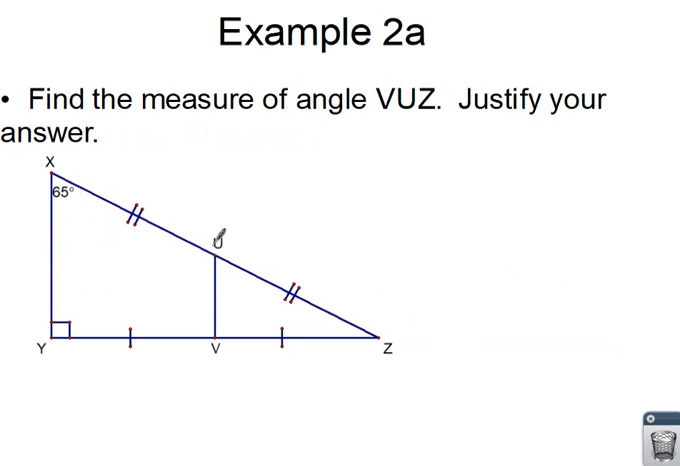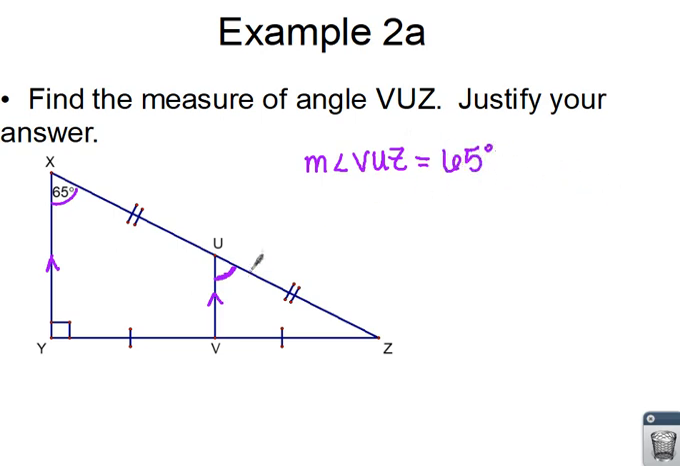All right, we want the measure of angle VUZ. So VUZ is right here. I want that angle right there. And it says to justify your answer. So, let's start in. You see all these markings on the triangle? That means U has to be a midpoint, and that means V has to be a midpoint because it has equal segments on both sides. So then this is a midsegment parallel to this. So then this angle is corresponding to this angle. So the measure of angle VUZ is 65 degrees.